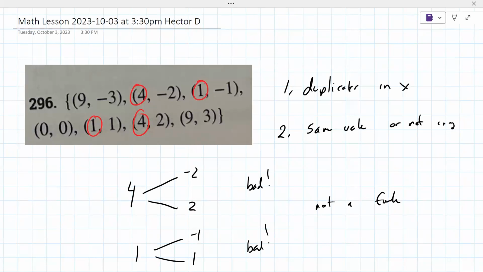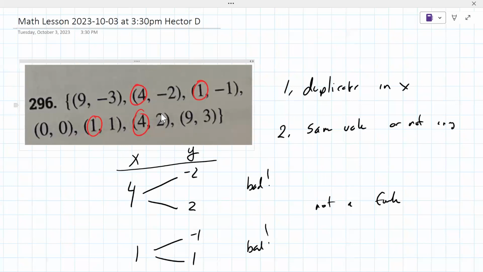So what does this number two say? Same value or not in the Y. It's like, does the X go to one or more Y values? You should come up with your own words that you like there, but if it was 4 to -2 and 4 to -2 down here, that would be okay. It's because they're different. That's the problem. You don't know whether it goes to 2 or -2.